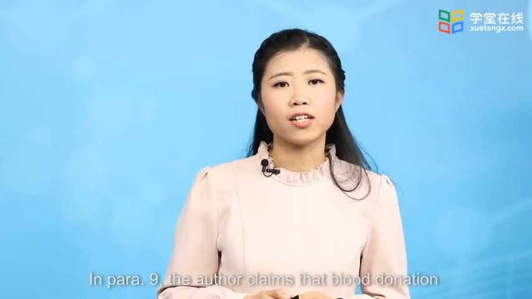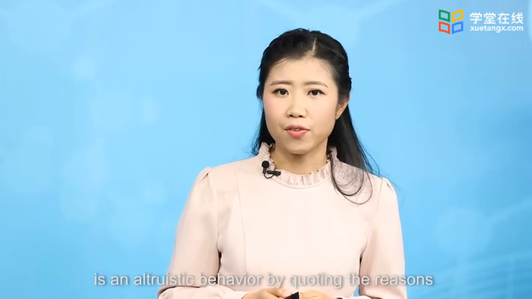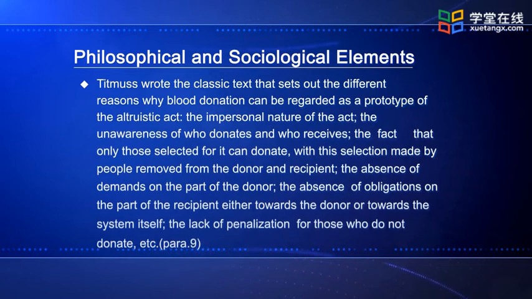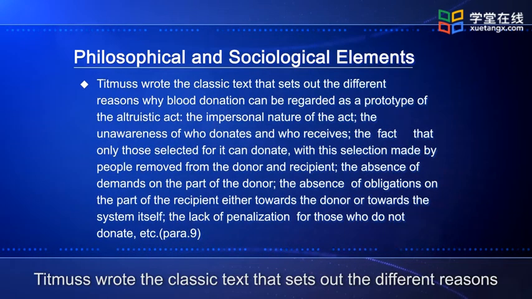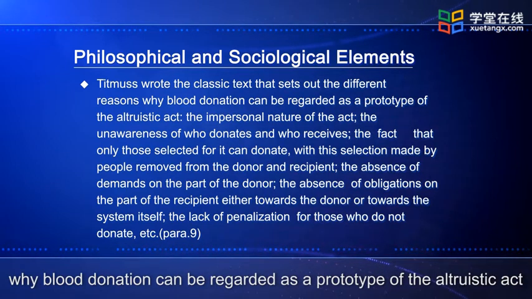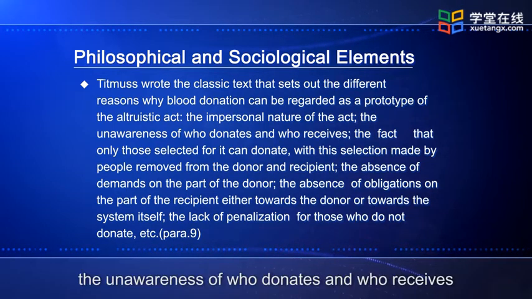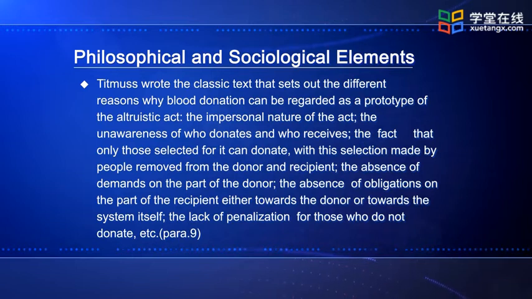In paragraph 9, the author claims that blood donation is an altruistic behavior by quoting the reasons from Titmuss. Titmuss wrote the classic text that sets out the different reasons why blood donation can be regarded as a prototype of the altruistic act: the impersonal nature of the act, the unawareness of who donates and who receives, the fact that only those selected for it can donate, with its selection made by people removed from the donor and recipient, the absence of demands on the part of the donor, the absence of obligations on the part of the recipients, either towards the donor or towards the system itself, the lack of penalization for those who do not donate.